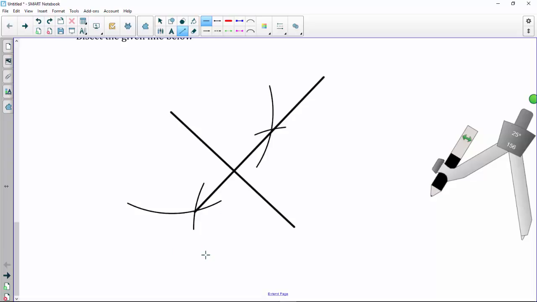Now with practice, we both can get more accurate, and remember, always use a sharpened pencil, please, and leave all your construction lines. Ciao.